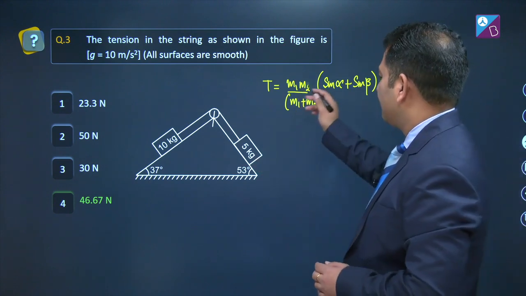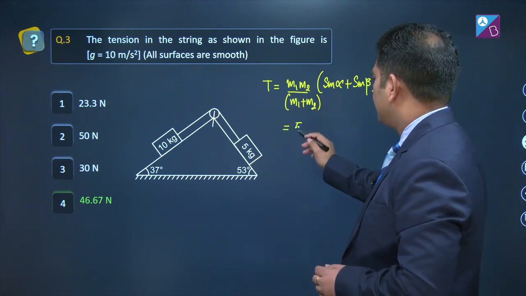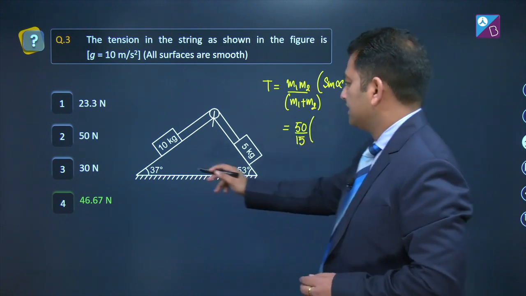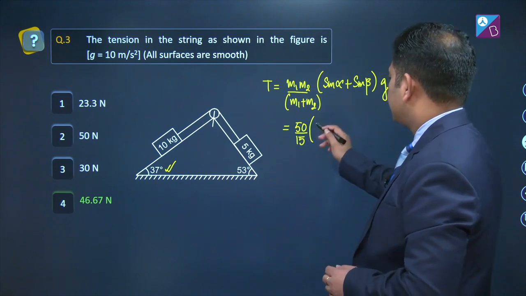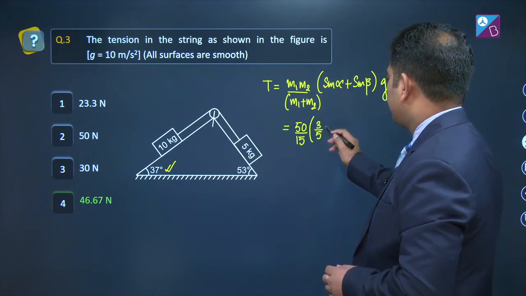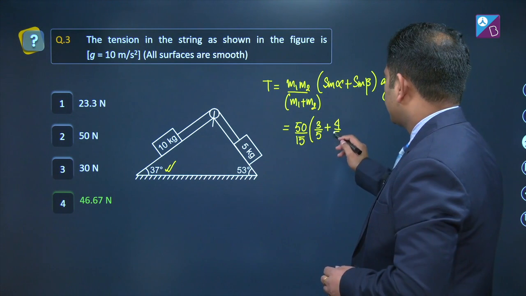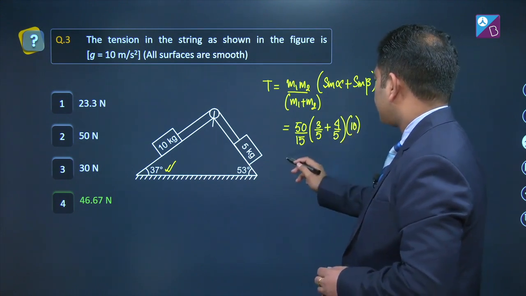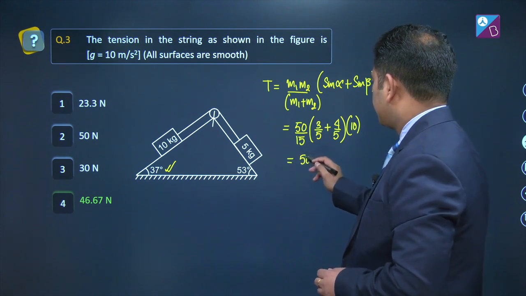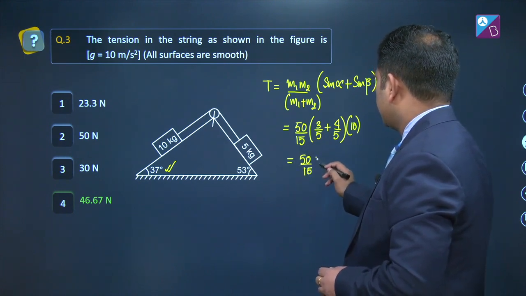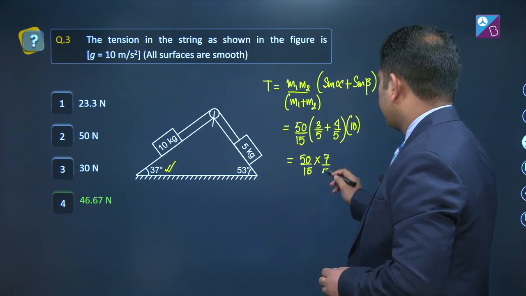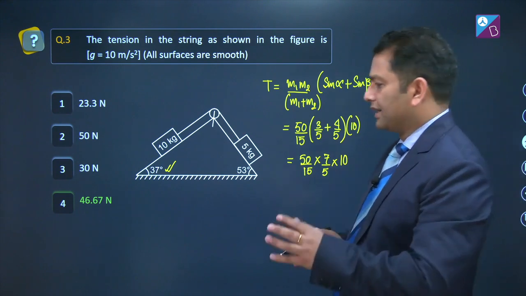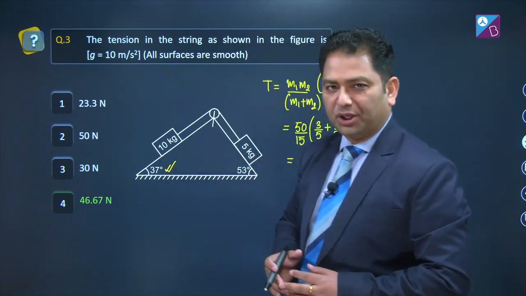Let's put the value m1 m2. So that's going to be 50, and m1 plus m2 is 15. Sine alpha, sine 37, that is 3 by 5. Sine beta, sine 53 is 4 by 5 multiplied by g, that will be taken as 10. So of course this is 50 divided by 15 multiplied by 7 by 5 multiplied by 10. Easy solution, you can solve this and that you will get as 46.67 Newton.